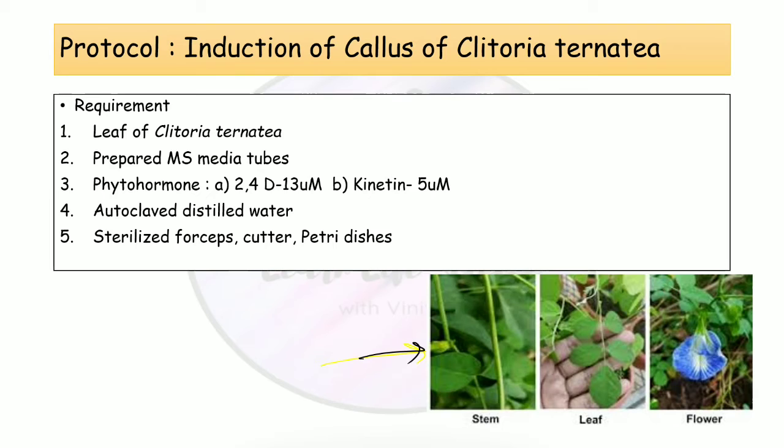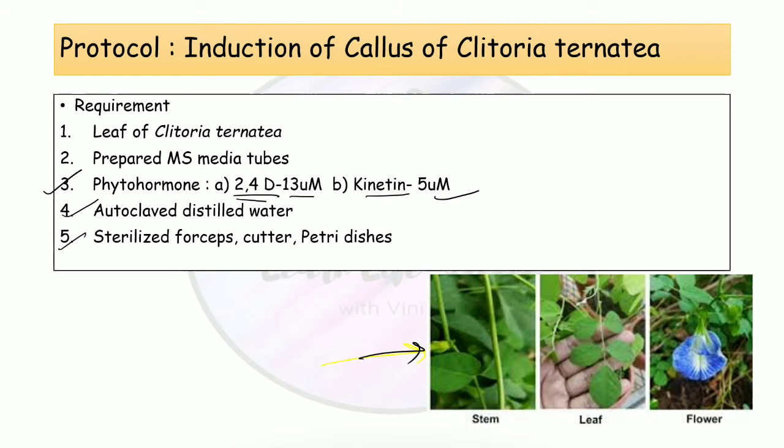Then the phytohormone concentration that is used for induction of callus: the auxin is 2,4-D, 2,4-dichlorophenoxyacetic acid, which you are going to use in a concentration of 13 micromolar. Then the cytokinin that we are going to use is kinetin, at a concentration of 5 micromolar. You are also going to require autoclaved distilled water for the sterilization process, then sterilized forceps, cutters, and also sterile petri dishes.